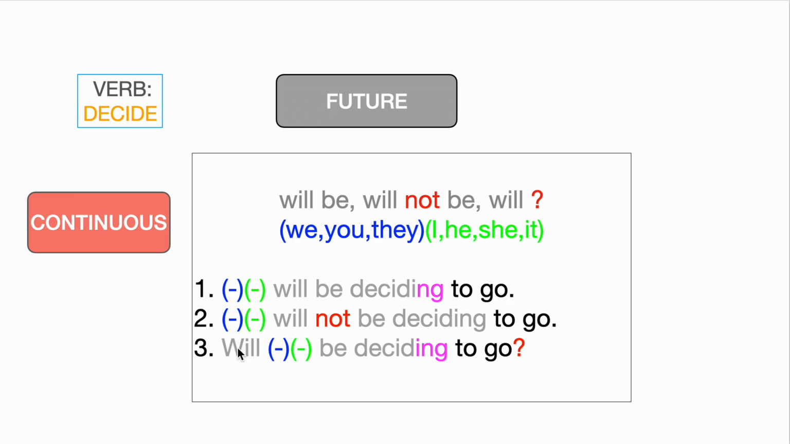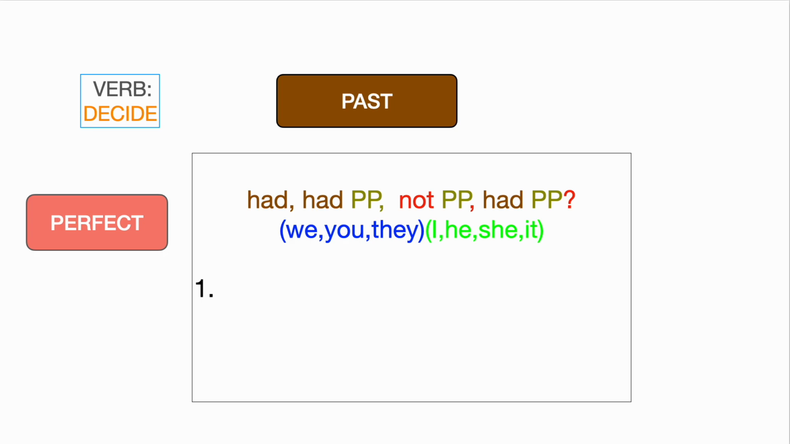And then for the question, will comes first. Will they be deciding to go? Will she be deciding to go? Now we do the past participle. And remember, for decide, it's the same as past. So we use had. Had, have, has for past participle. And the past is had. Had decided. We had decided, or he had decided to go.